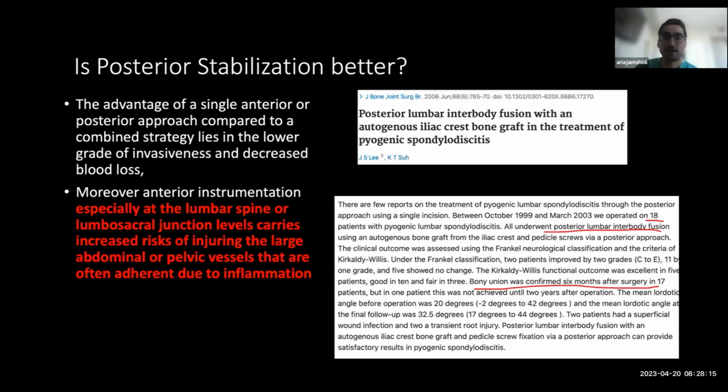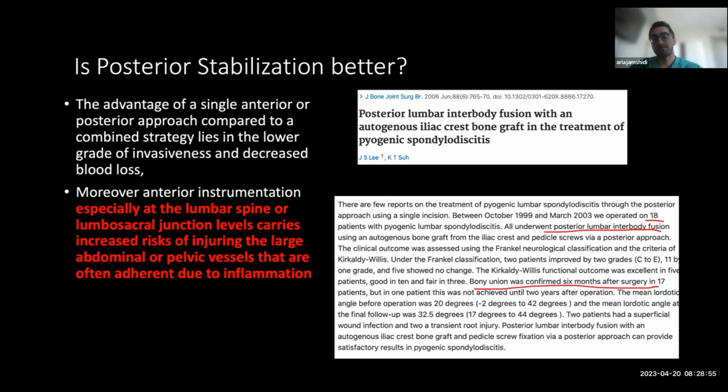The one thing that I know is that at our institution, I've definitely seen both approaches used. One thing to keep in mind, however, is that anytime you go from the front, you should always be wary that anytime there's an active infection, often the pelvic vessels, the great vessels, the iliac arteries and veins are adherent to the disc space due to inflammation. So you realize you're also taking on greater risks upfront if you are planning on anterior instrumentation for these patients.